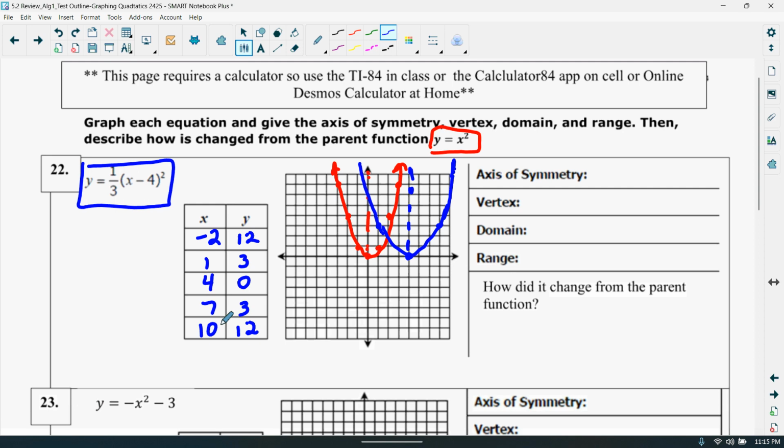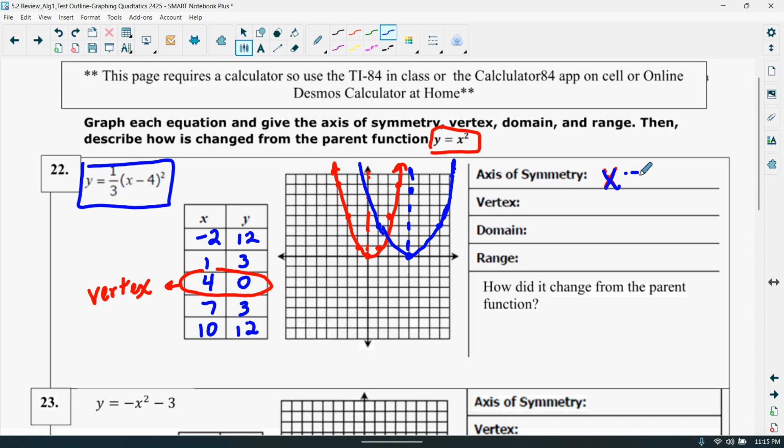All right, so remember, your vertex should always be in the middle of your table, okay? So for the axis of symmetry, when they answer, they want it for the new graph. So this axis of symmetry goes through 4, so this is x = 4. I want to do it in blue.